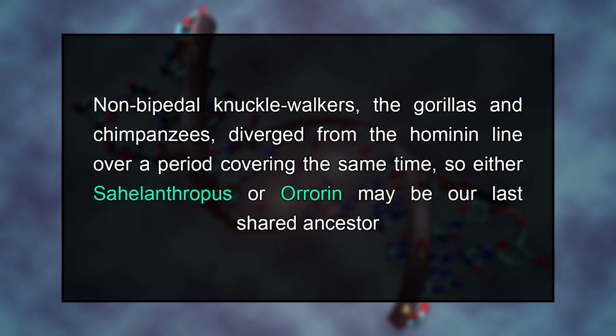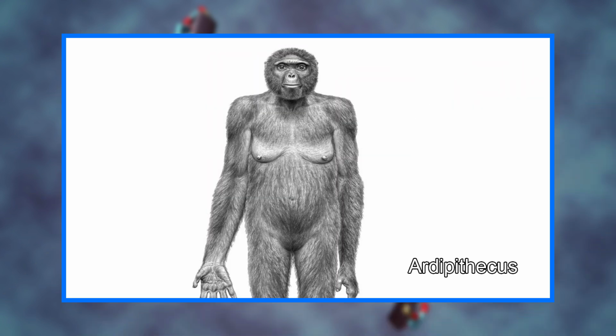The non-bipedal knuckle walkers, the gorillas and chimpanzees, diverged from the hominin line over a period covering the same time, so either Sahelanthropus or Orrorin may be our last shared ancestor. Ardipithecus, a full biped, arose approximately 5.6 million years ago. The early bipeds eventually evolved into the Australopithecines and still later into the genus Homo.